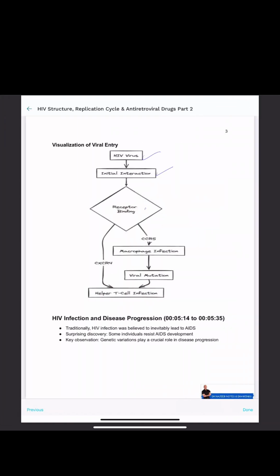So in HIV initial interaction, receptor binding occurs with GP120, and then with CXCR4 there is helper T cell infection, and with the CCR5 receptor there is macrophage infection. And when there is viral mutation, it will infect helper T cells.